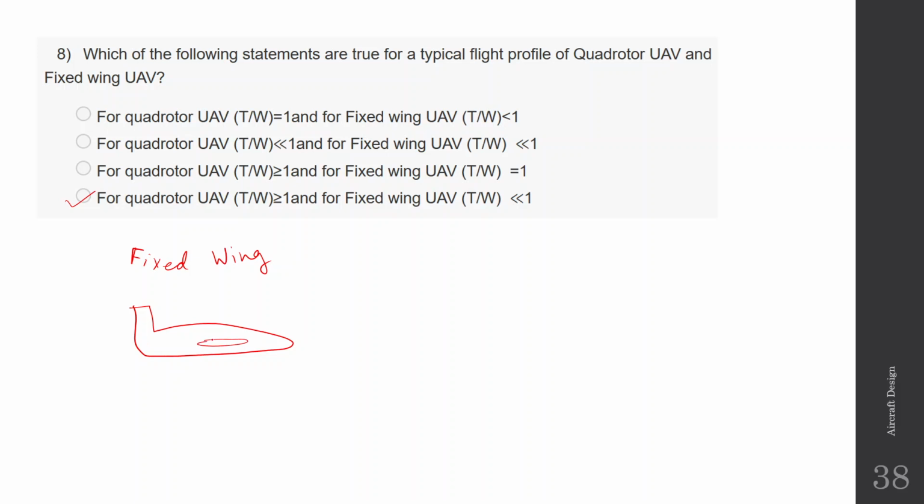You have your wings, you have the horizontal tail, and you have the landing gears. So how does a fixed wing UAV fly? You also have an engine. The engine pushes air backward, which produces a forward thrust in the aircraft. So this causes the aircraft to move through the air.